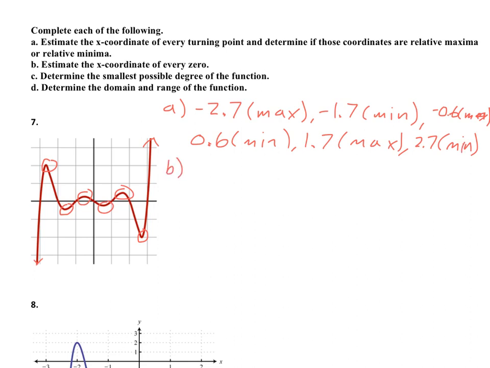All right, now we have to estimate the x-coordinate of each zero. So it looks like those all fall at integer coordinates. -3, -2, -1, 0, 1, 2, and 3.